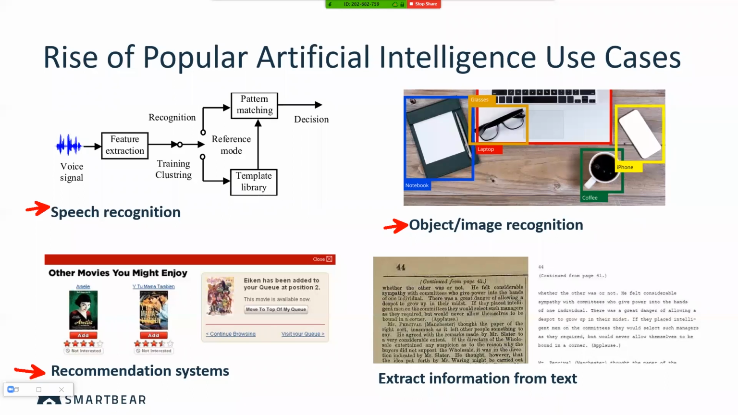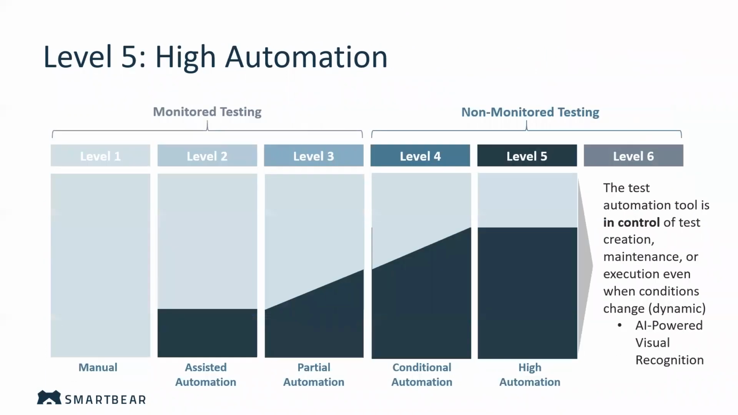So you are experiencing AI in your everyday life, whether you know it or not. Another feature here, extracting information from text. And I'm actually going to give you an example of this now when it comes to test automation. Before that, I'll just make sure we go through the level first.